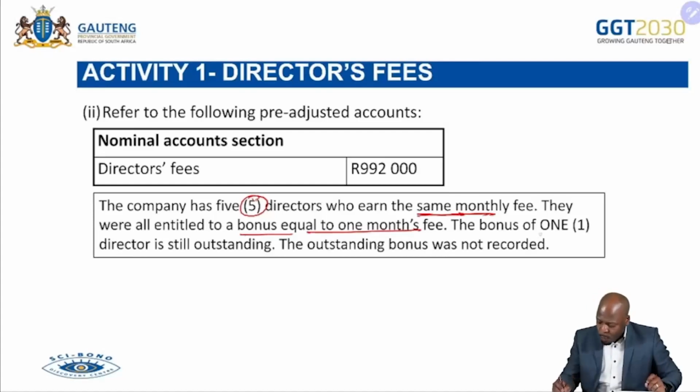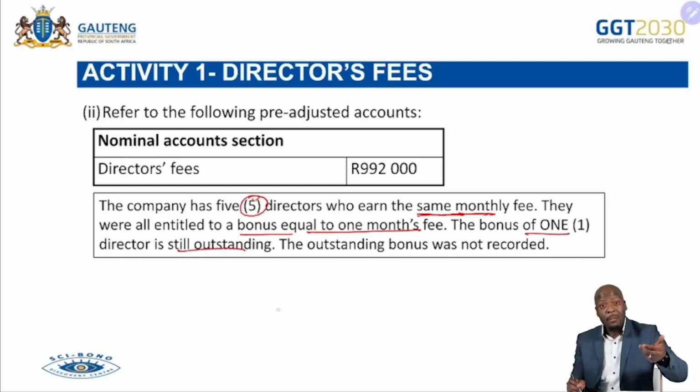The bonus of one of the directors is still outstanding. So we're having an accrued expense. At the back of your mind, you must be thinking, if I have not yet paid for one of the directors, therefore it is an expense which is accrued. So I'm owing. The outstanding bonus was not recorded. All right. There are several ways of doing this. I'm going to show you one way with my pen. Then I'm going to show you another way, which is already typed through.